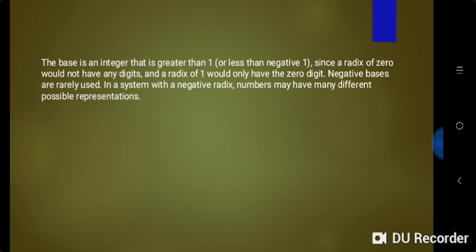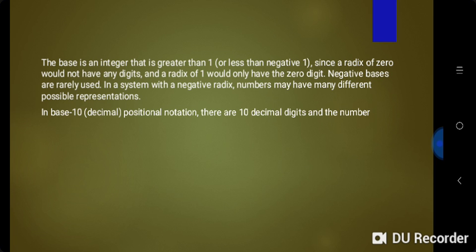So the base is an integer that is greater than 1 or less than -1, since a radix of 0 would not have any digit and radix of 1 would only have a 0 digit. Negative bases are rarely used. In a system with a negative radix, a number may have many different possible representations. So we have here an example.